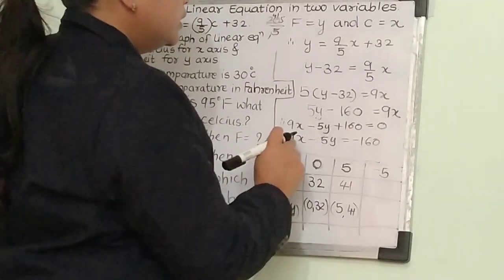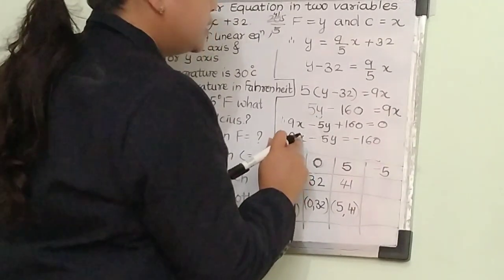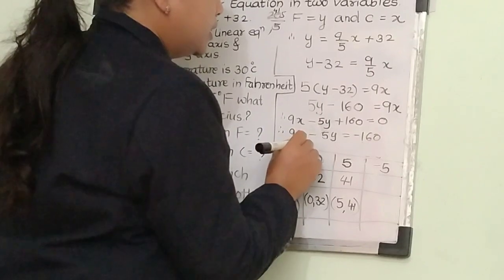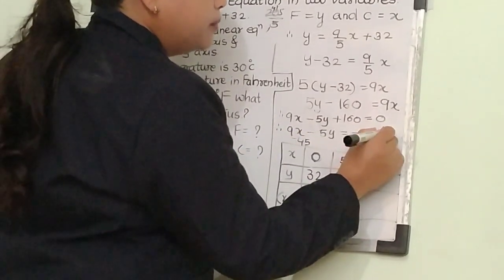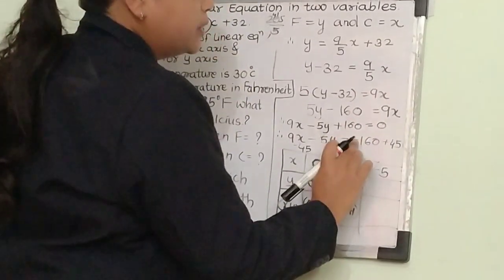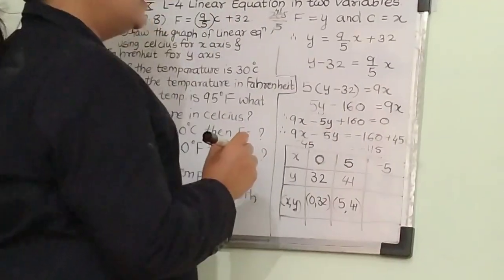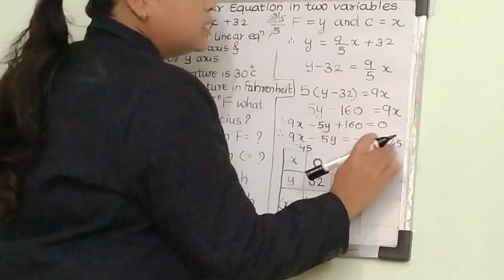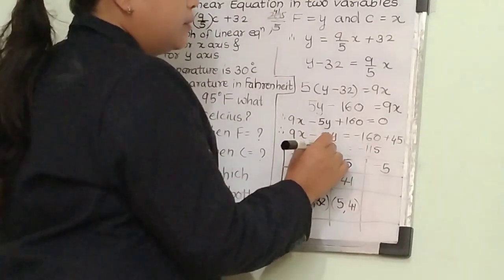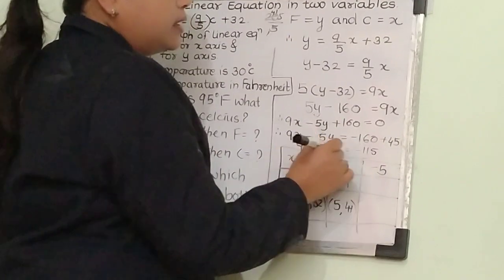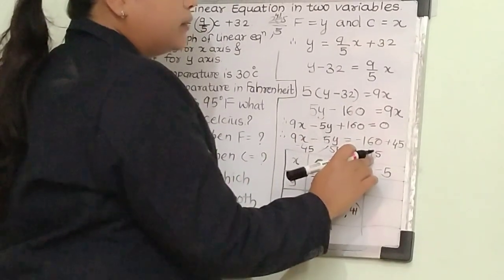So what happened here? 9x means 9 into minus 5, that is minus 45 will come here. Minus 45 will shift to this side, it becomes plus. So plus minus minus. So here we get minus 115, because 160 minus 45, 115 will be left, and here minus 5 as it is. Again here the minus sign will cut. Then 5y equals 115.